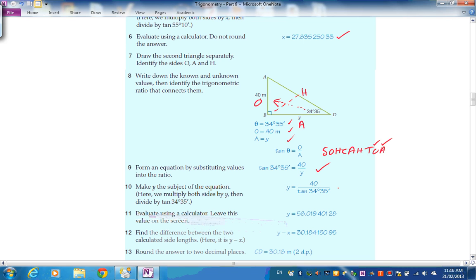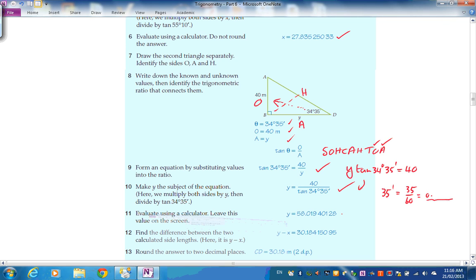And y is in the bottom line, so it's the same rearrangement. Multiply by y, let's just check that to get it out of the denominator. And then dividing by the tan of 34 degrees 35 minutes. Okay, on the calculator it doesn't have degrees and minutes on the Casio there, so 35 minutes is 35 60ths of a degree. A minute is a 60th of a degree, so you can change that to a decimal equivalent and use that for tan of 34 point so many degrees.